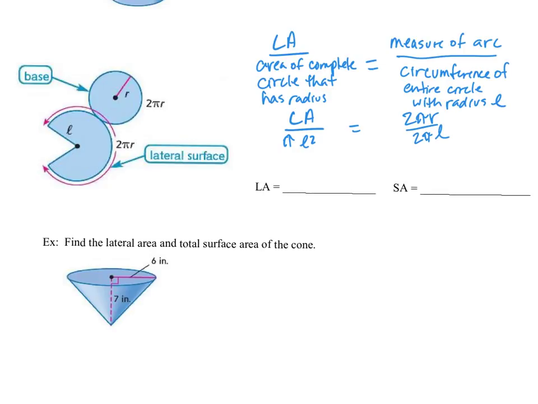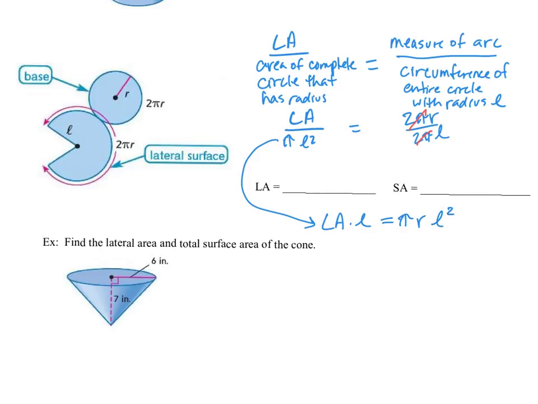Okay, so now notice there's a common factor of 2 pi that we can cancel, okay? So now we're going to cross multiply, and I'm going to run out of room, so I'm going to move the work down here. When we cross multiply, I would have LA times L, is equal to, when I cross multiply this way, the 2 pi's gone, I'd have pi times r times L squared. So pi times r times L squared.